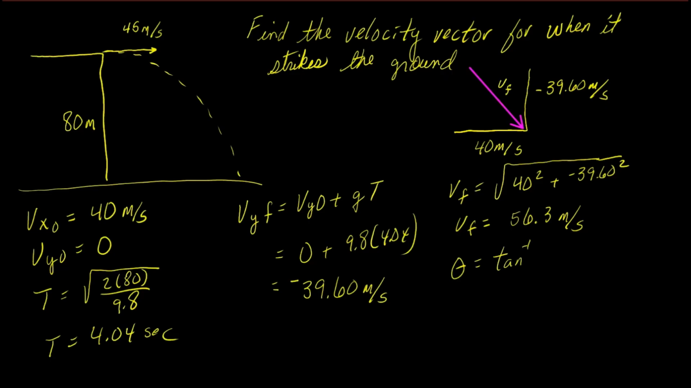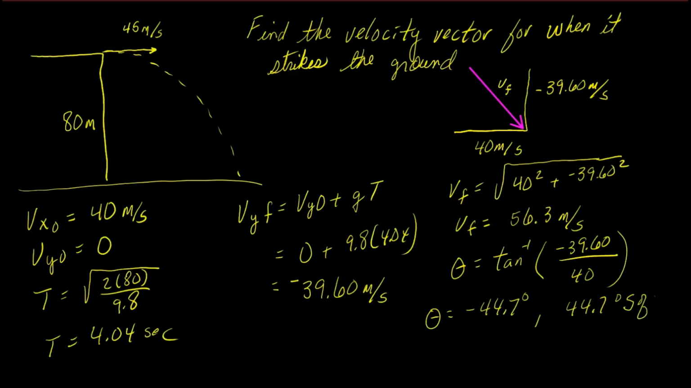And my angle, tan inverse of my y, which is negative 39.60, over my x, which is 40. So my angle here is negative 44.7 degrees, or I could say it's 44.7 degrees south of east, or I could say 360 minus 44.7, or 315.3 degrees.